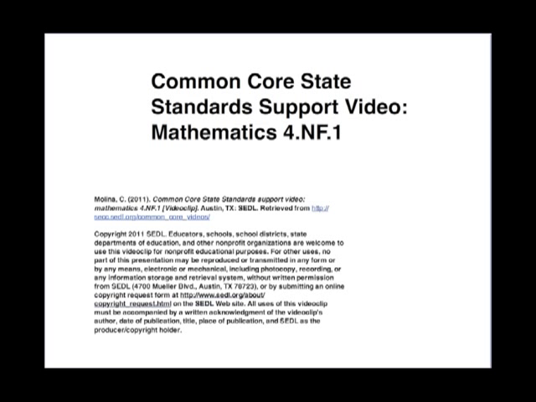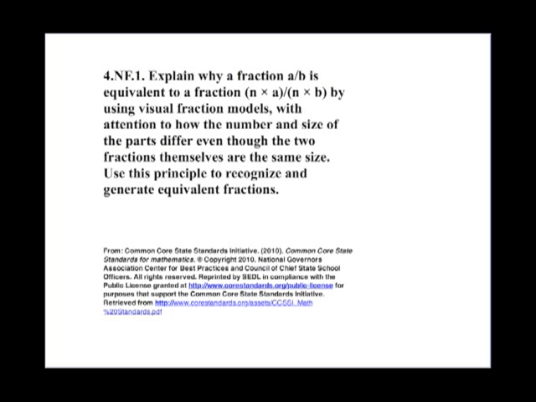Let's look at the Common Core standard from grade 4. It's part of Extend Understanding of Fraction Equivalence and Ordering. Explain why a fraction a over b is equivalent to a fraction n times a over n times b by using visual fraction models, with attention to how the number and size of the parts differ even though the two fractions themselves are the same size. Use this principle to recognize and generate equivalent fractions.